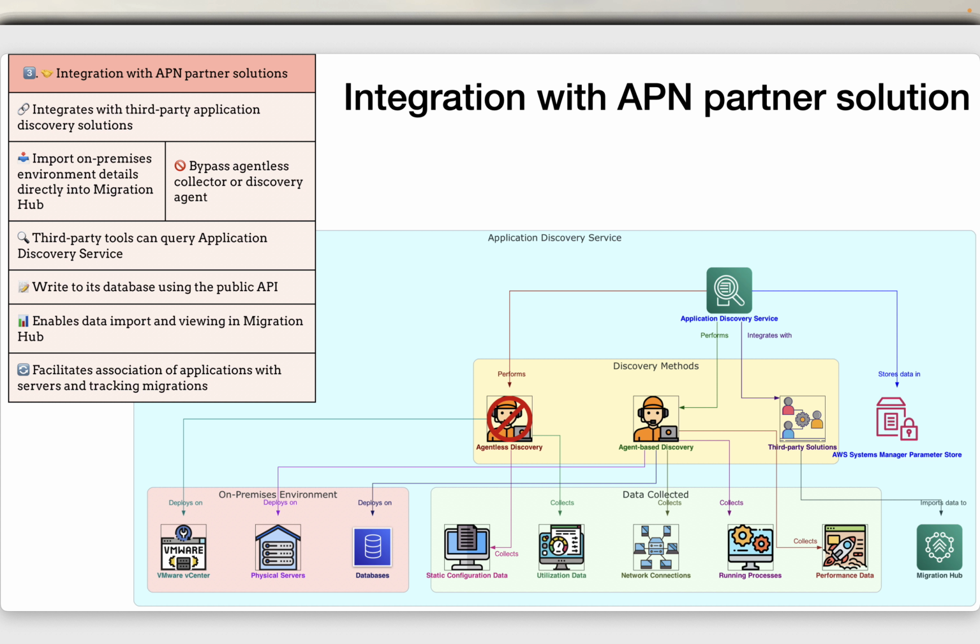And third is integration with API and partner solutions. Application Discovery Service integrates with third-party application discovery solutions from AWS Partner Network, API and partners. These solutions allow users to import details about their on-premises environment directly into Migration Hub without using the agentless collector or discovery agent. Third-party tools can query Application Discovery Service and write to its database using the public API, enabling data import and view in Migration Hub. This integration facilitates the association of applications with servers and tracking of migrations.